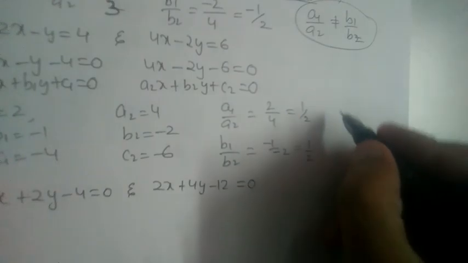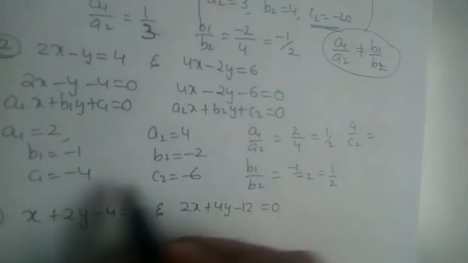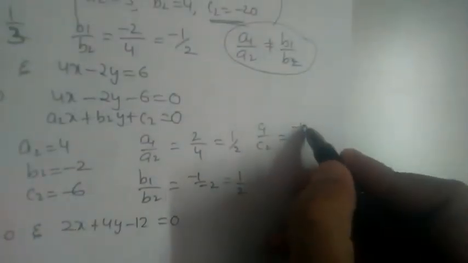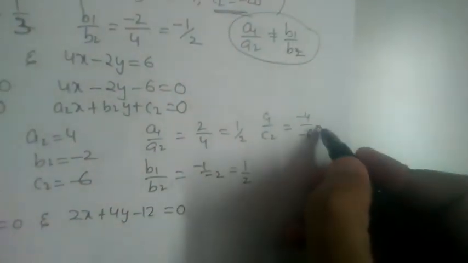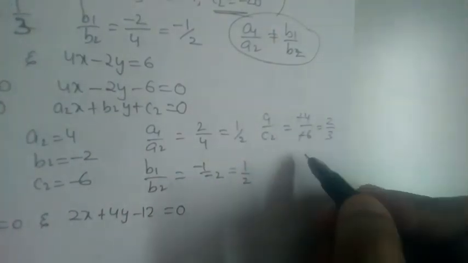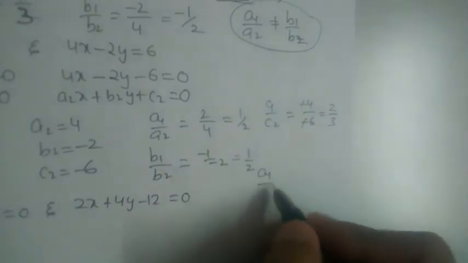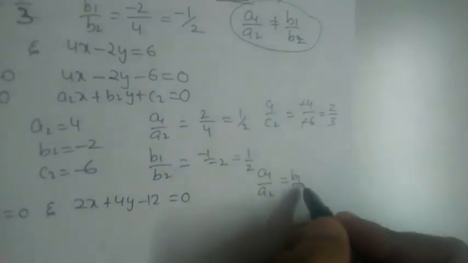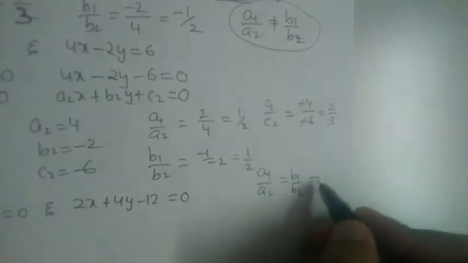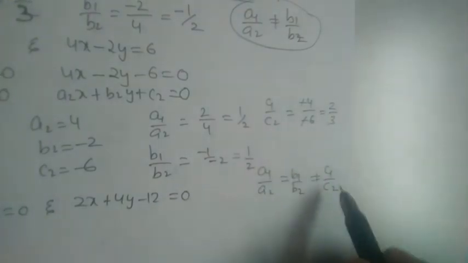Okay, now what is c1 divided by c2? What is c1? Minus 4. c2 is minus 6. Minus 4 divided by minus 6. Minus minus will get cancelled. This is 2 by 3. Okay, so in this case, a1 divided by a2 is equal to b1 divided by b2, not equal to c1 divided by c2. 1 by 2, 1 by 2 equal, not equal to 2 by 3, right?